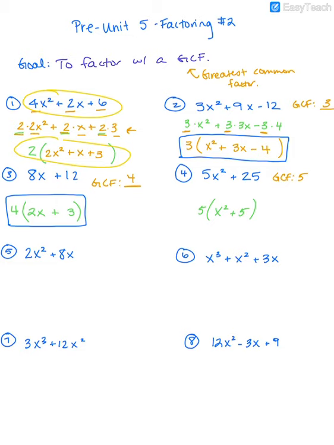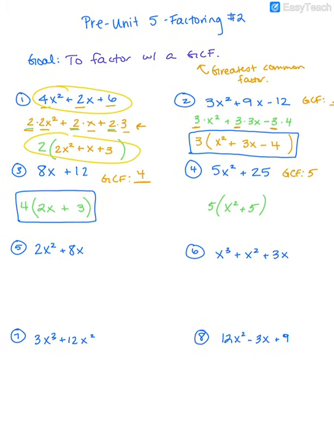All right, so starting with number 5, things change just a little bit because we don't just have a greatest common factor that is a number. We actually are going to have an expression. So our greatest common factor here is going to be the greatest common factor between 2 and 8. So the greatest common factor there is 2. But then I also noticed that I have an x squared in this one and an x in this one. The greatest common factor there is going to be x.